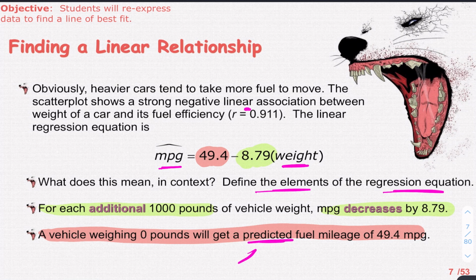Now note, these are our squishy words. We are not saying, at 0 miles, you will get a fuel efficiency of 49.4 miles per gallon, because statistics is squishy. We always want to leave ourselves some wiggle room when we're reporting these out.